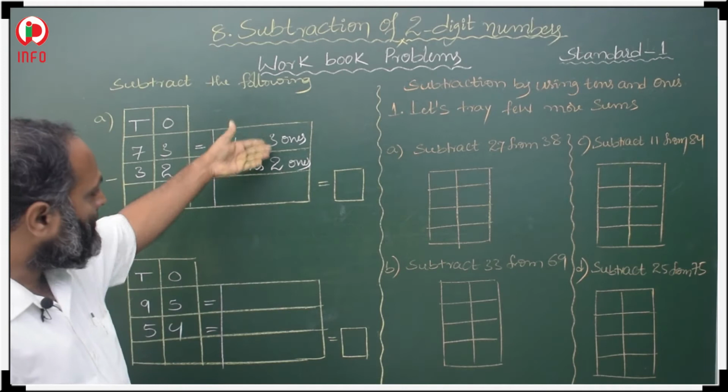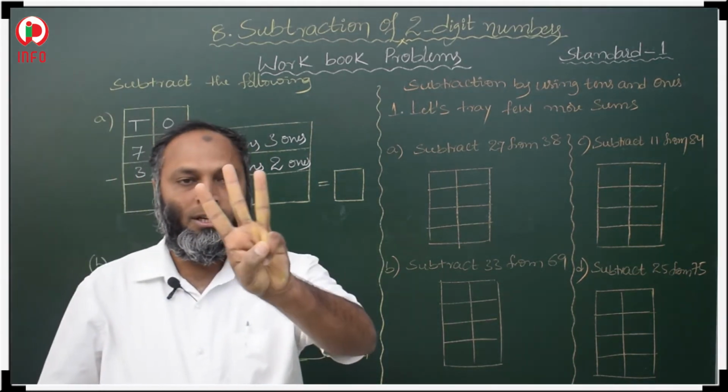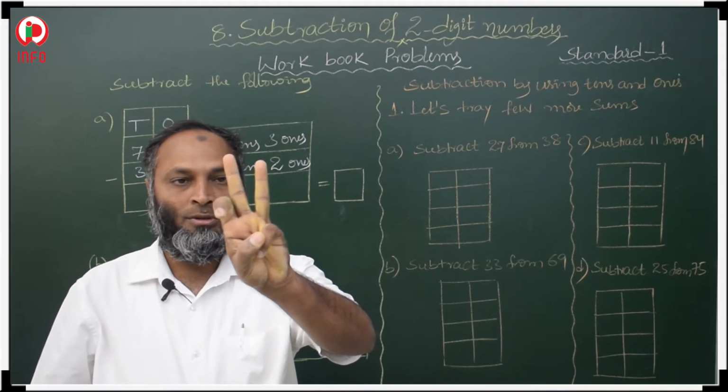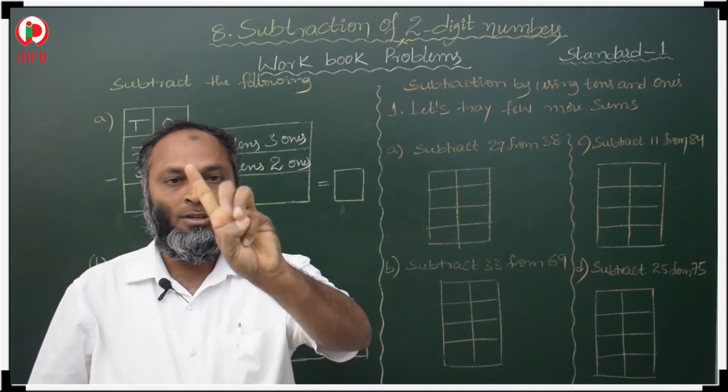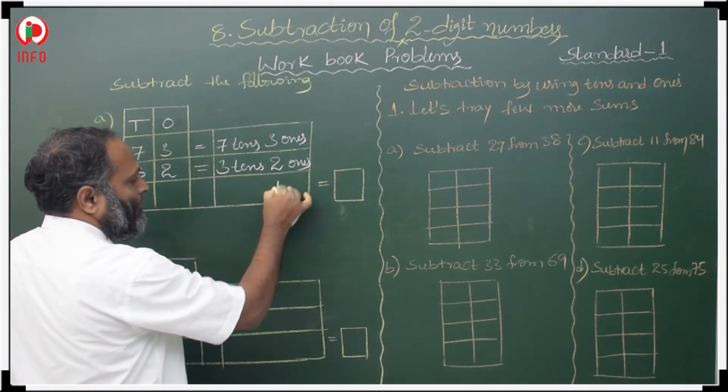Now first we have to subtract this ones column, 3 minus 2. In 3 we have to subtract 2. 2 fingers we have to close. 1, 2. 1 finger is left. 3 minus 2 is 1. 1 ones.